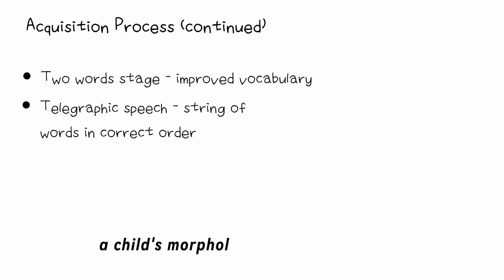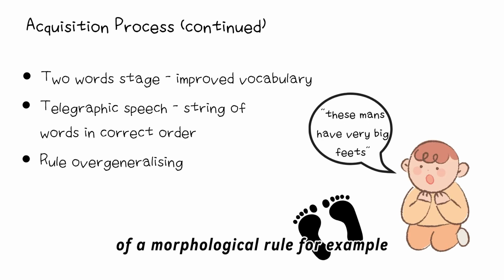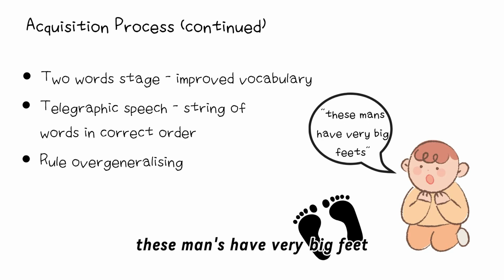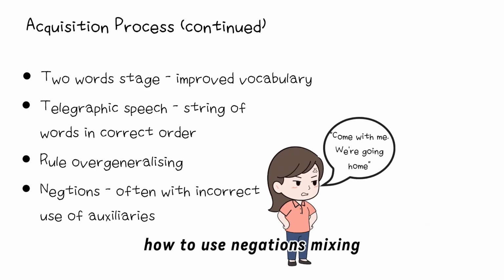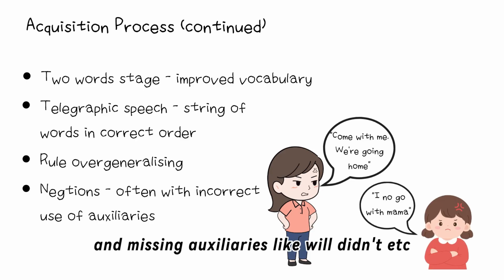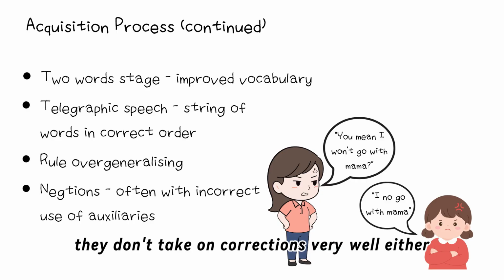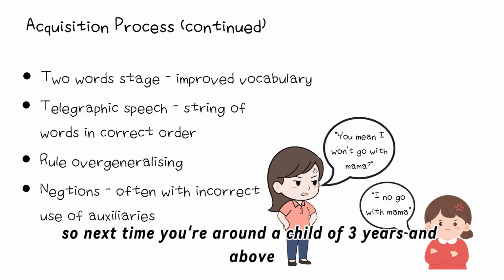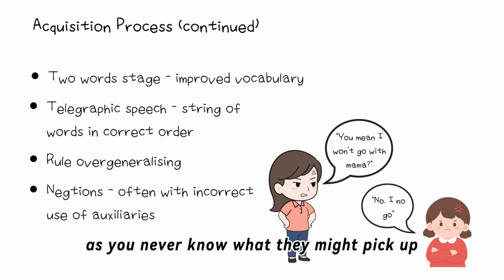At this point, a child's morphology is still quite simple, and therefore you will often see the overgeneralizing of a morphological rule. For example, "these mans have very big feet." They also take a while to fully understand how to use negations, mixing no with not and missing auxiliaries like will, didn't, etc. Funnily enough, they don't take on corrections very well either. So next time you're around a child of 3 years and above, do be conscious of how you speak, as you never know what they might pick up.